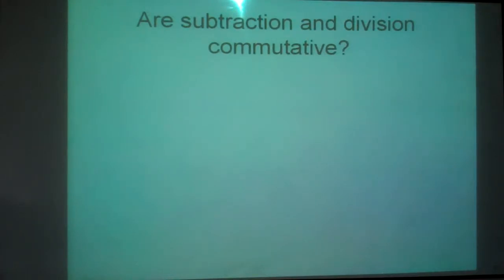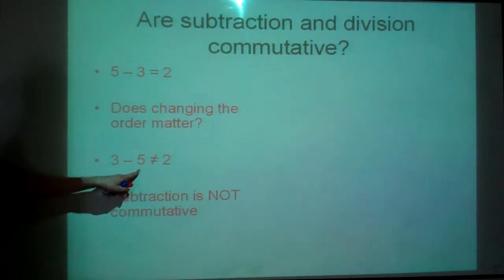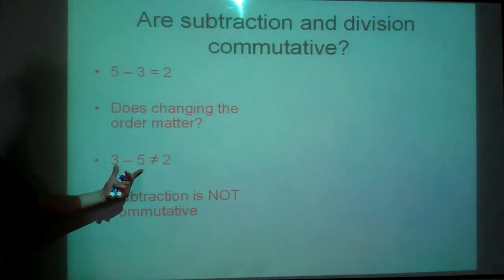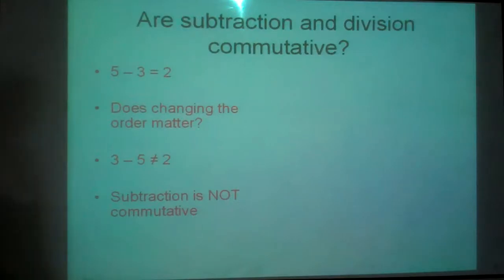Subtraction and division are not commutative. I'll show you that quick. So 5 minus 3 equals 2. Does changing the order matter? Yes, it does. Because 3 minus 5 does not equal 2. We know that 3 minus 5 is negative 2. And so subtraction is not commutative.